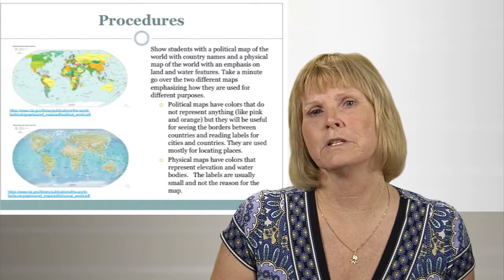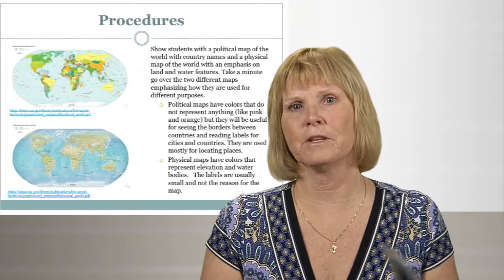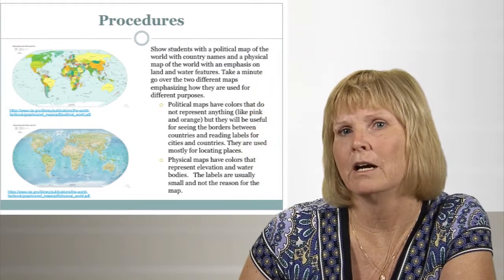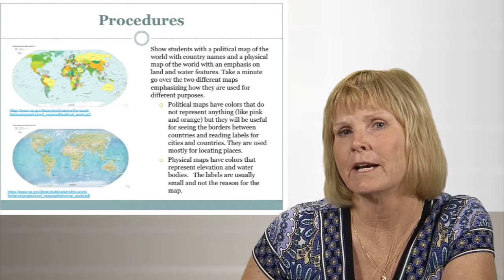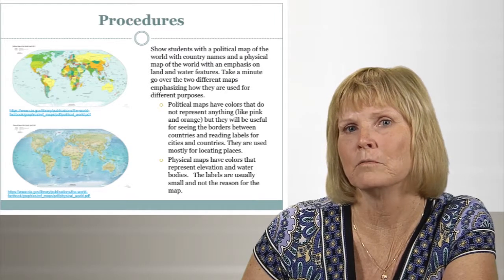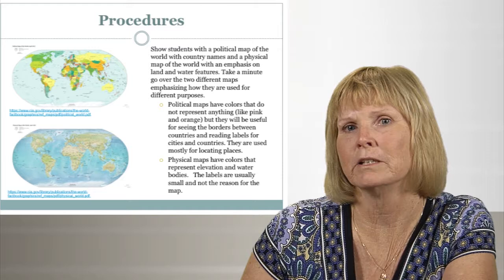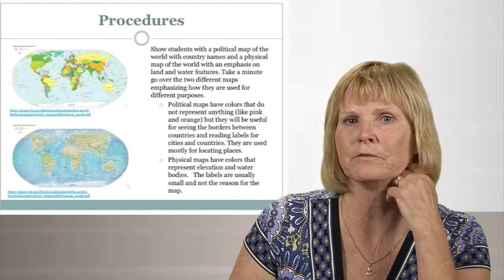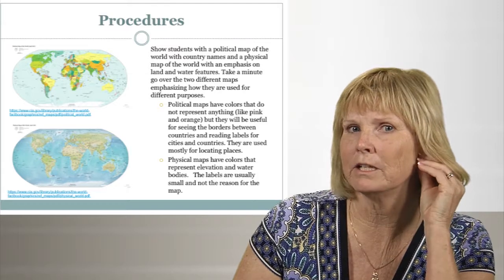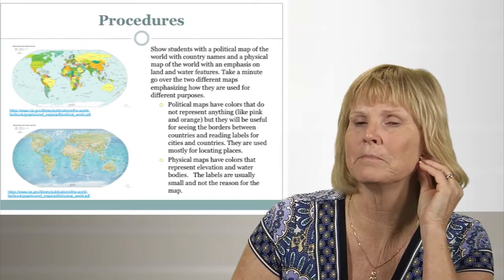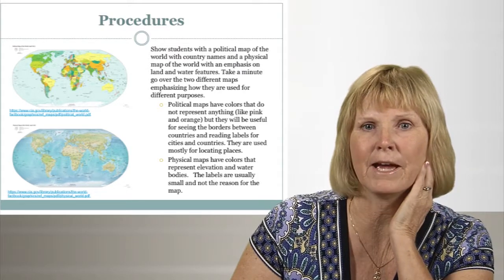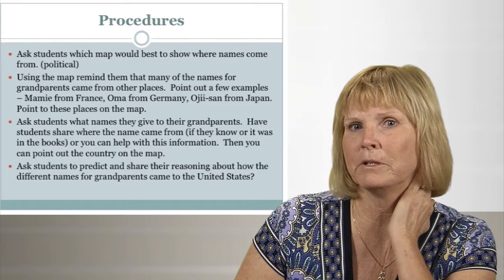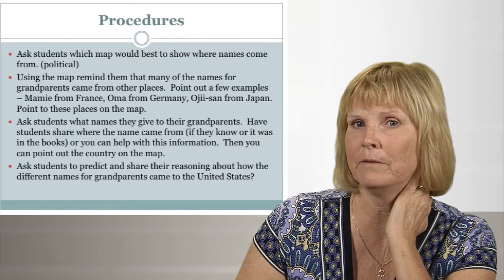You're going to show students a series of maps. Show them a political map, and then show them a physical map of the world, and emphasize a little bit about the land and the water features, and then take a minute to go over the two different maps. You want to emphasize that these two maps have different purposes. Explain to them what a political map is, explain to them a little bit about a physical map. And then the next thing you're going to do is ask the students which map would be best to show where the names came from.